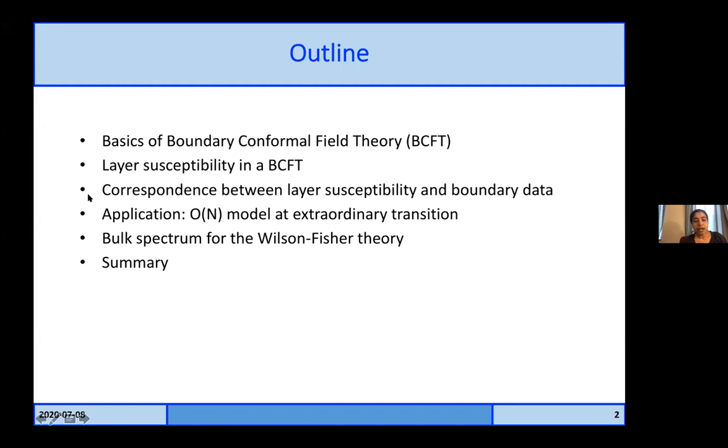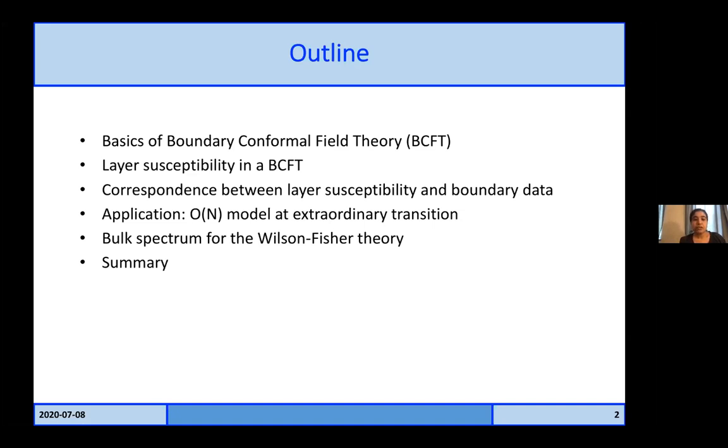I will then highlight the main result of our work, which is the correspondence between the layer susceptibility and the boundary operators. I'll show that there is a one-to-one correspondence between the layer susceptibility and the boundary data. It means that if one computes the layer susceptibility, then one can directly read off the boundary coefficients and the spectrum from that.